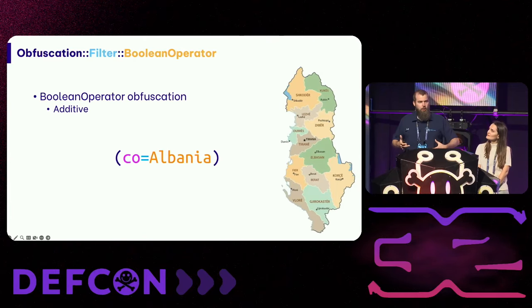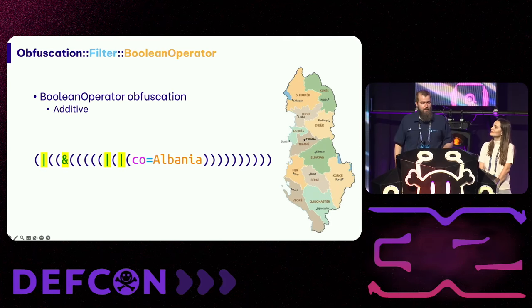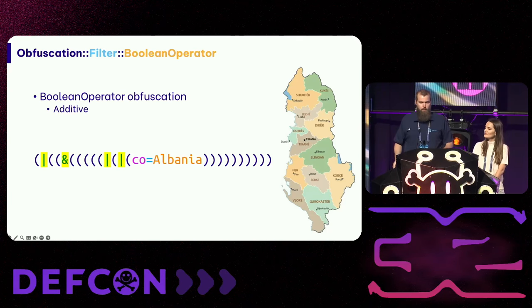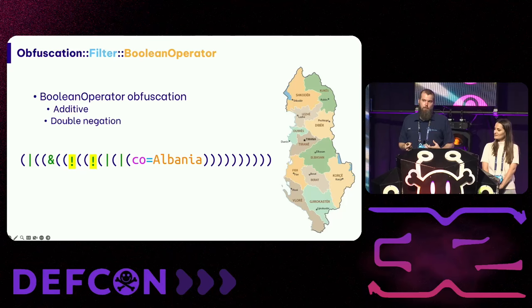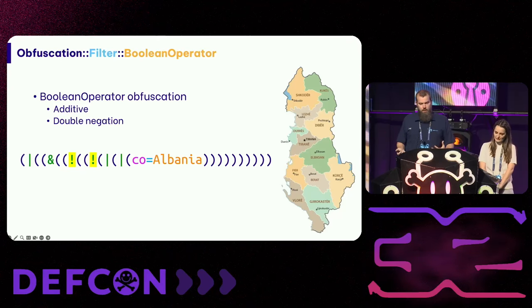Let's say you're looking for country equals Albania. You want to have all those objects that come out of Active Directory. One thing you can do is just throw a bunch of Boolean operators inside of it, and logically it doesn't matter if you and an or one thing, it's still going to be that same one thing. Additionally, you can also put in double negation. Again, logically this is still going to give you country equals Albania, the same number of objects.